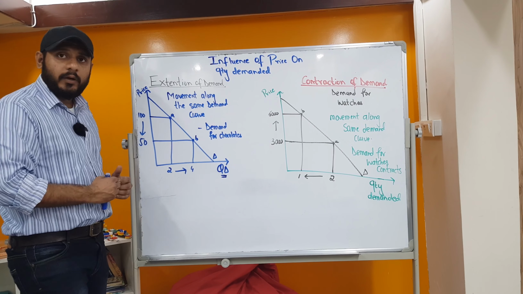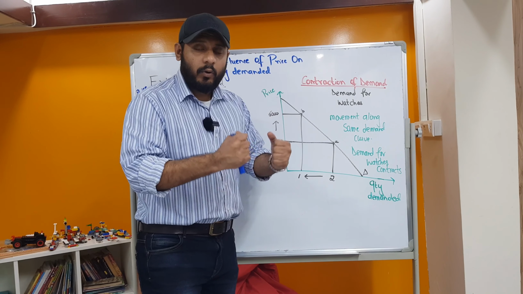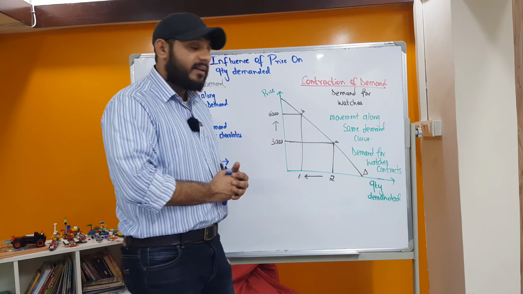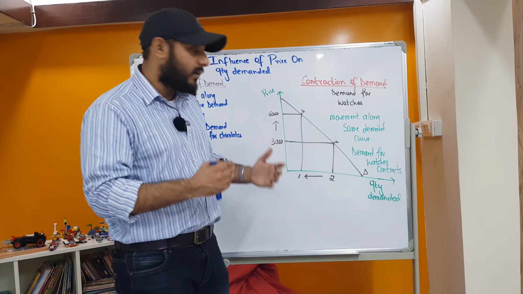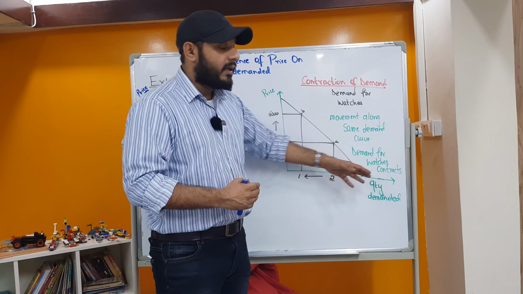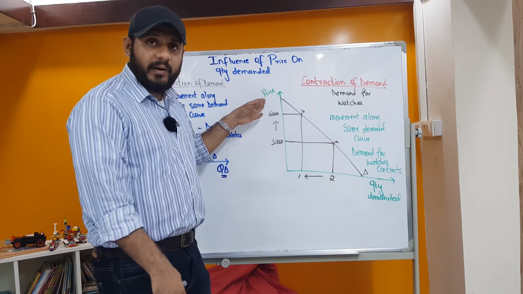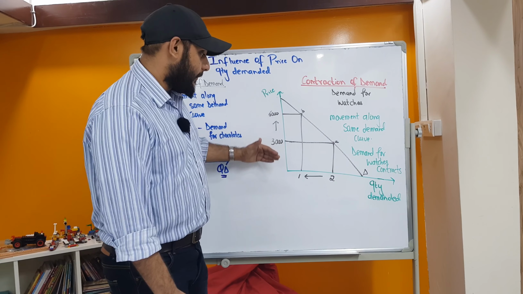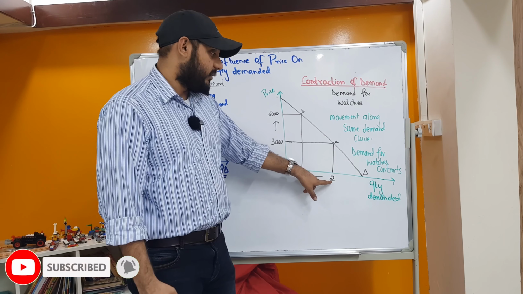Now let's move on to the contraction of demand. The contraction of demand means the demand contracts, that is, the quantity demanded decreases. And why does it decrease? Because of an increase in the price of the product. So for example, we have demand for watches. Again, the same rule: on the x-axis we have quantity demanded, on the y-axis we have price, and the demand curve is downward sloping. This diagram tells us that if the price of the watch is 3000, I am going to buy 2 watches in a month.